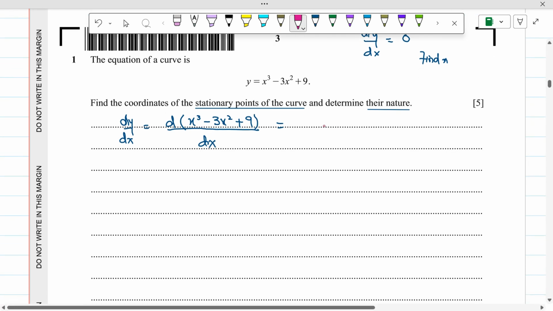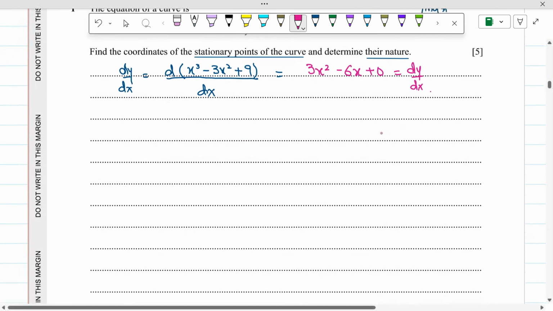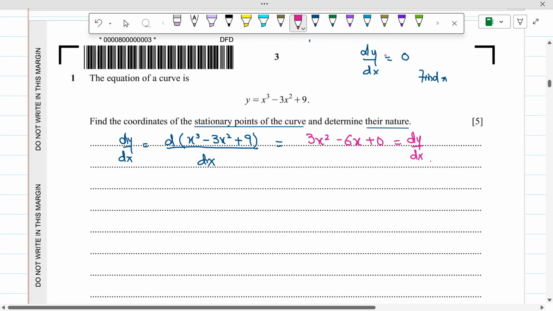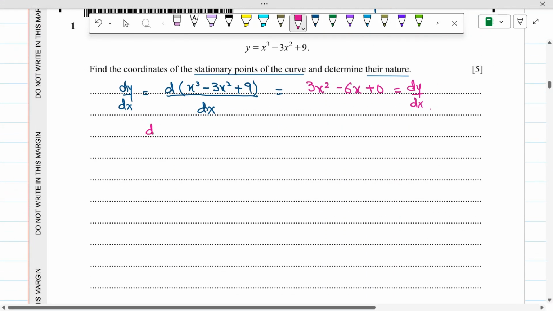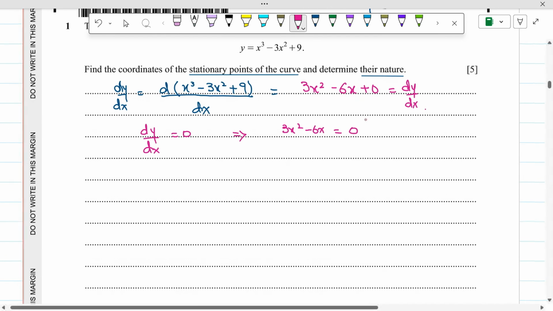So the derivative of x cubed is 3x squared. The derivative of negative 3x squared is negative 6x. And the derivative of the constant is 0. So this is dy over dx. We need to equate dy over dx with 0. So dy over dx equal to 0 means 3x squared minus 6x equals 0.